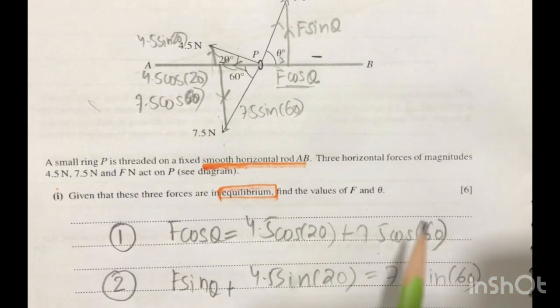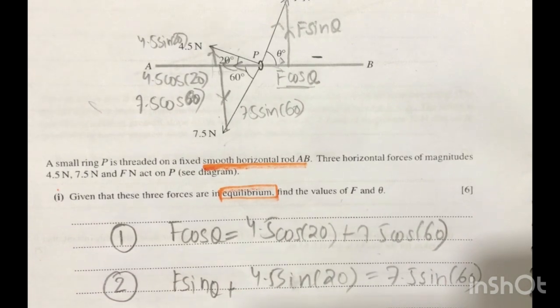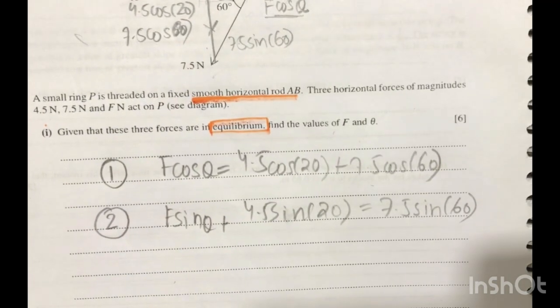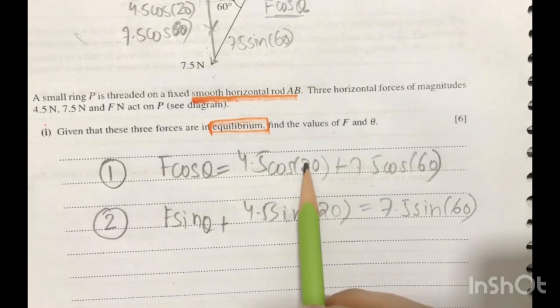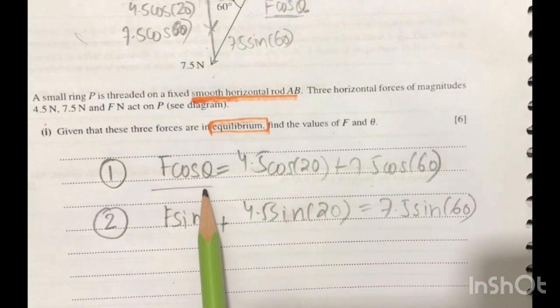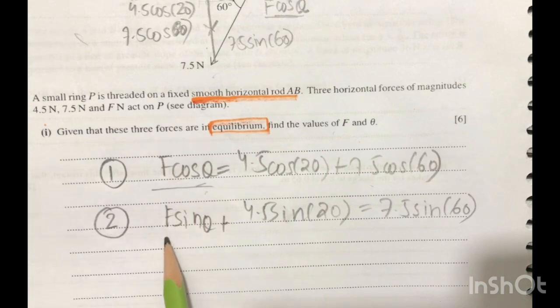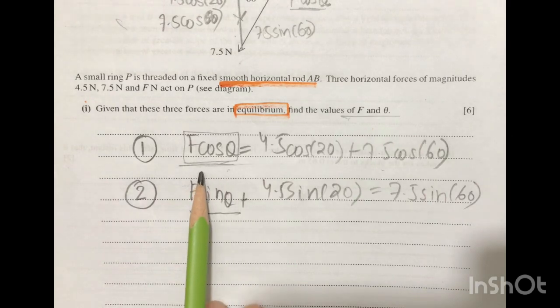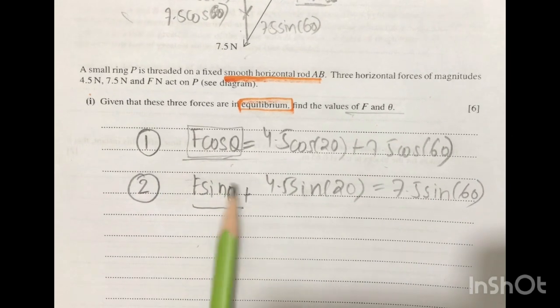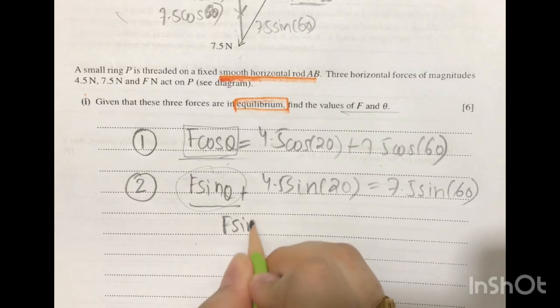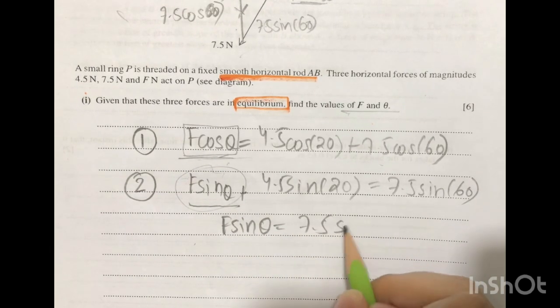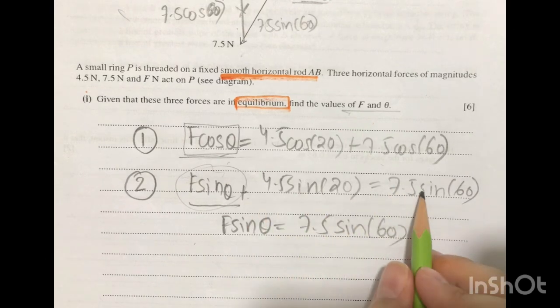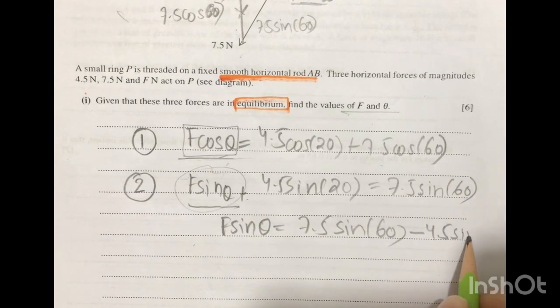Now, the two missing variables are F and theta, which means that we will need to use simultaneous equations. One foolproof way that I always use and have used in my exams is to make one equation in the form of cos theta and one in the form of sine theta. This equation is already equal to F cos theta, so we need to make this equal to F sine theta. So F sine theta is equal to 7.5 sine 60, and then we'll take this to the other side, minus 4.5 sine 20.